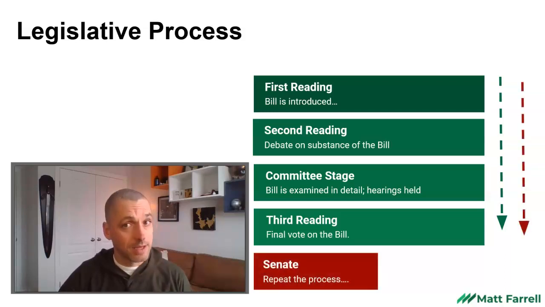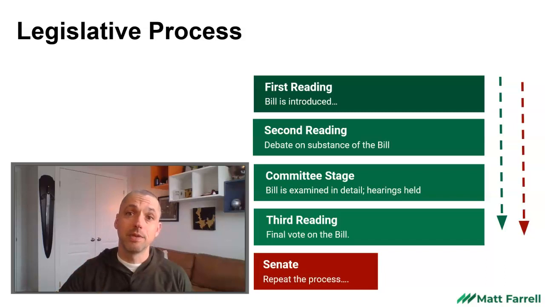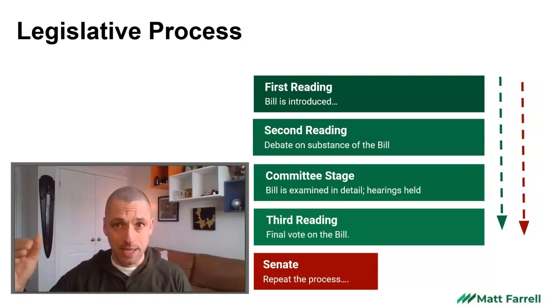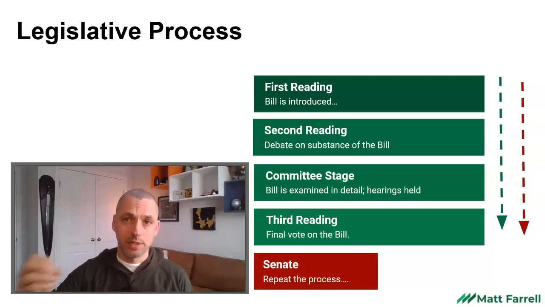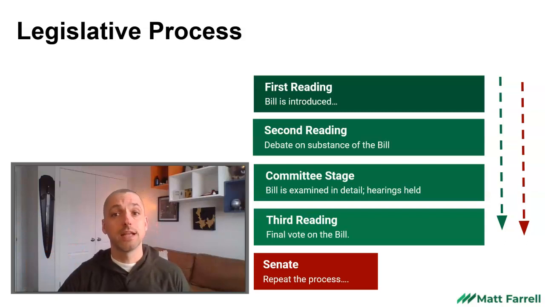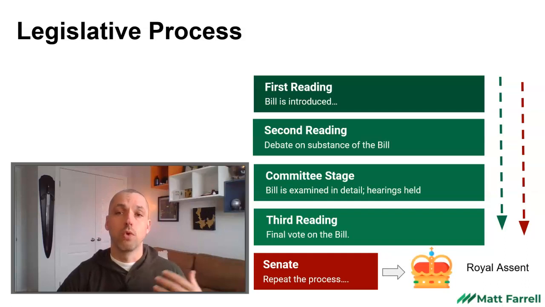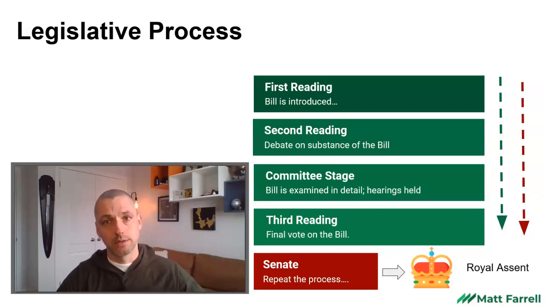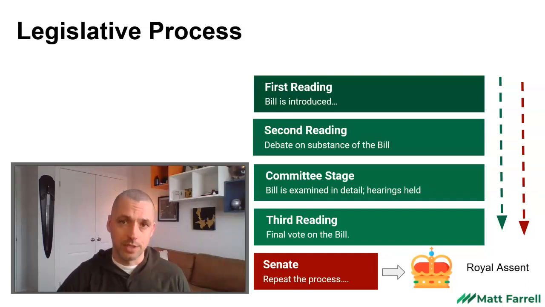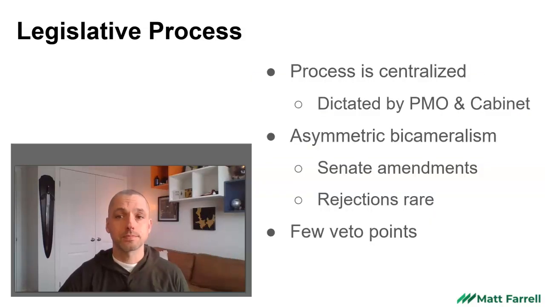Now, that's not everything. That whole process has to be repeated again in the Senate. First, second, committee stage, and then third reading. Once that's done, once it passes the House and the Senate, it gets royal assent. Basically goes to the Governor General for signature. Then it becomes a law.